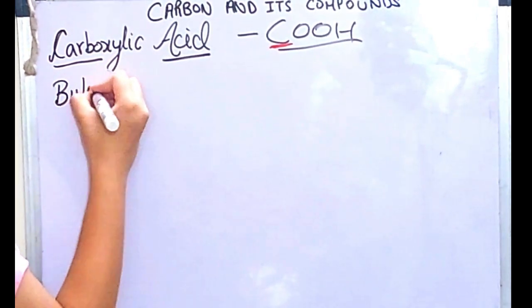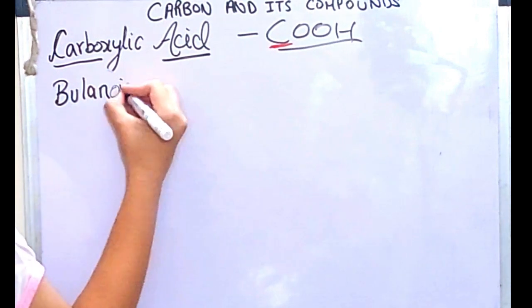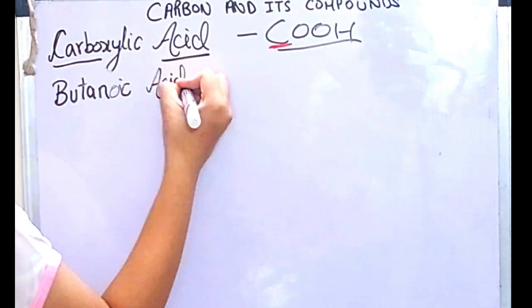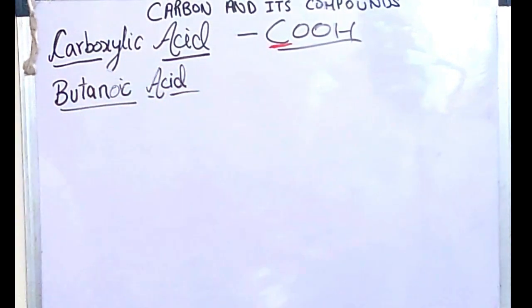Next question is... Oh, my pen. It's not really working nice, right? I hope it's visible. Let me just say it aloud. Butanoic acid. Got it? Butanoic acid. How will you draw it? Quickly draw it. I am waiting for you all. Giving you a few minutes. Pause the video and now we are going to start with it.